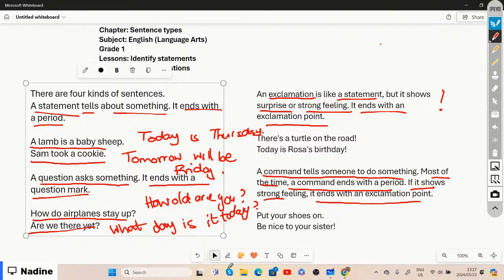So this is basically our four types of sentences. We said it is specifically a statement, a question, a command, which is like requesting someone to do something or telling someone to do something, and an exclamation sentence.